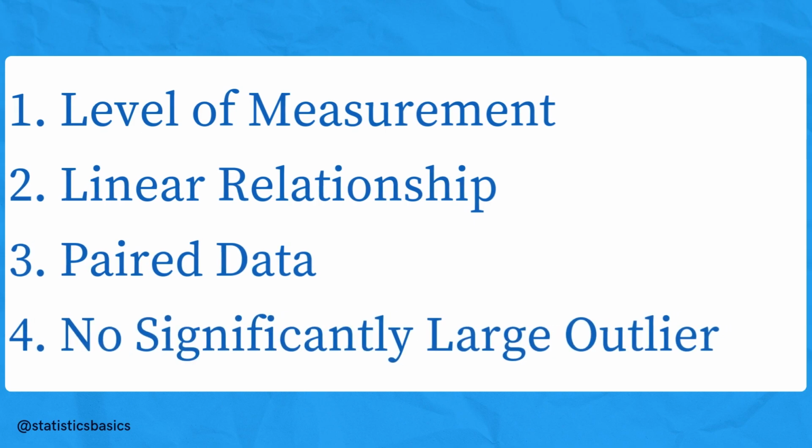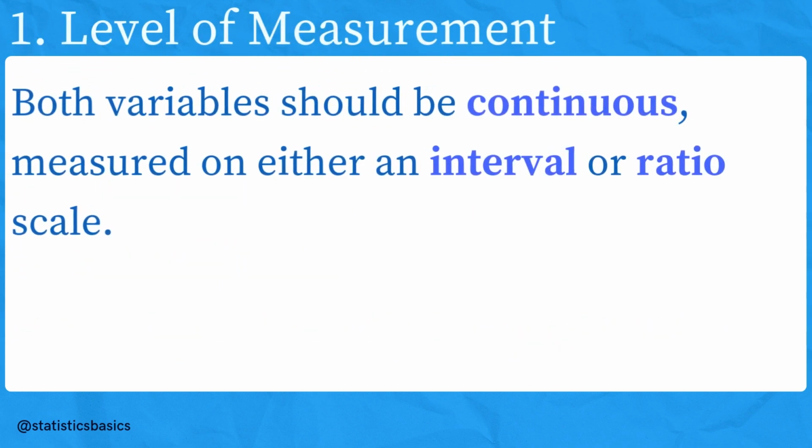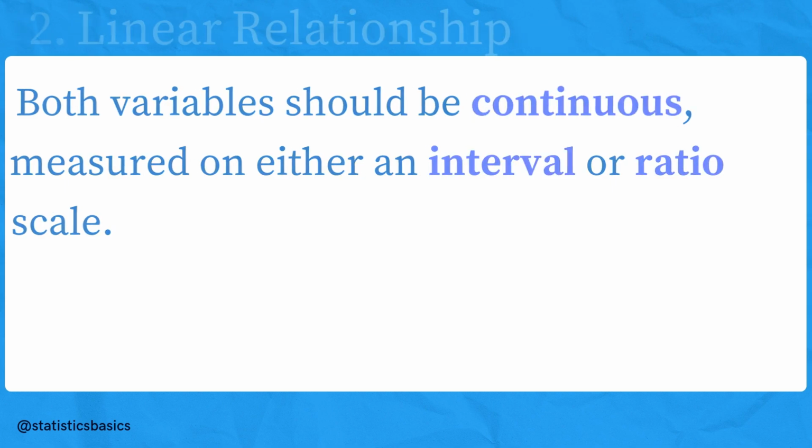When analyzing data using Pearson's correlation coefficient, the data must satisfy certain statistical assumptions. First, both variables should be continuous, measured on either an interval or ratio scale, where the data values are numbers with equal intervals between them. Pearson's correlation is inappropriate for other data types like nominal and ordinal data.